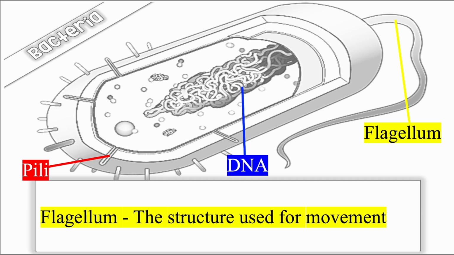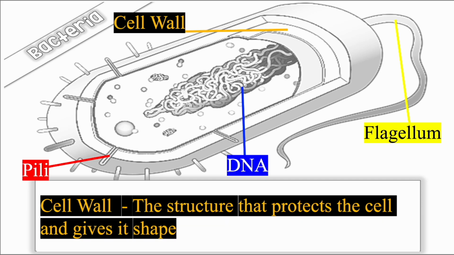Next, we have the flagella, or flagellum. Flagella are whip-like appendages that provide bacteria with mobility, allowing them to swim through liquid environments in response to various stimuli. Most prokaryotes have a rigid cell wall that provides structural support and shapes the cell.